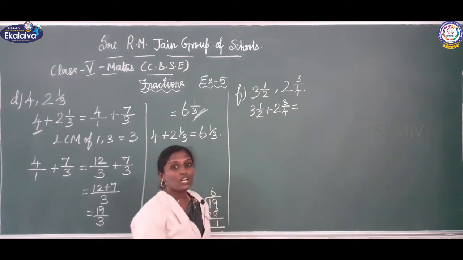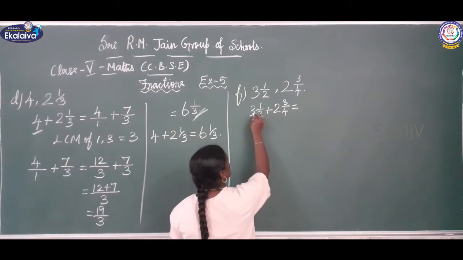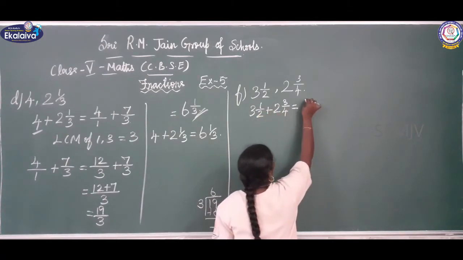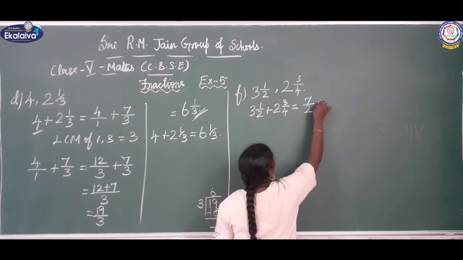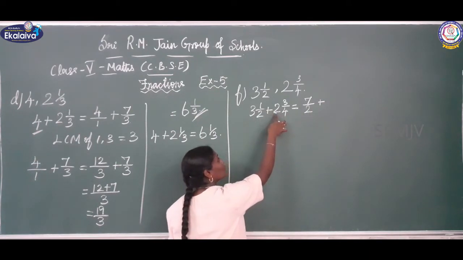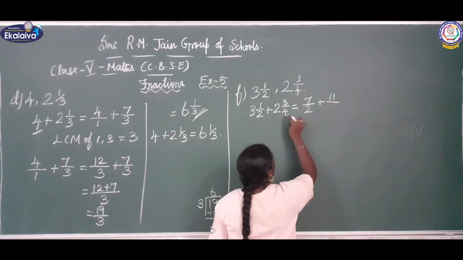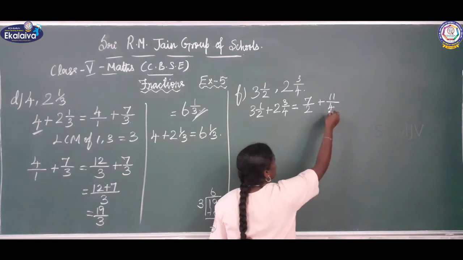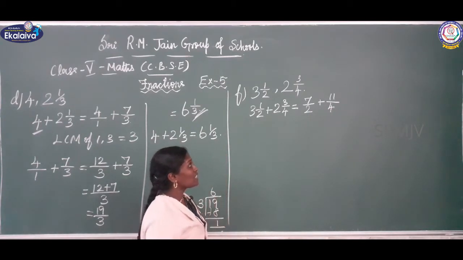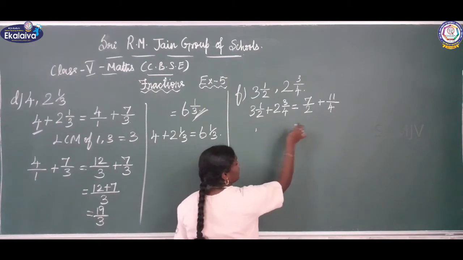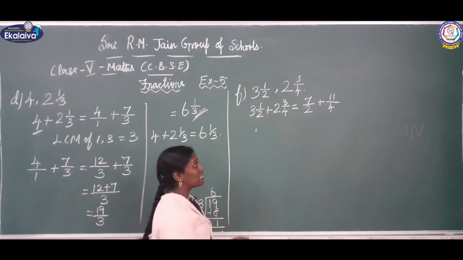Then the next two mixed numbers are 3 1 by 2 plus 2 3 by 4. First, we have to convert the mixed fractions to improper fractions. Here 3 2s are 6, 6 plus 1, 7. 7 by the same denominator 2. Plus the second one, 4 2s are 8, 8 plus 3, 11. 11 by the denominator 4. Now, these two fractions are unlike fractions. We have to change the unlike fractions to like fractions by finding LCM.